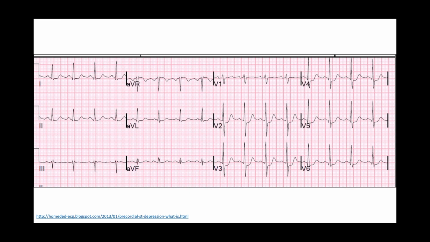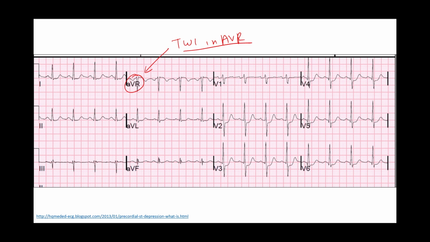Let's look for any T-wave changes. I don't see any peaked T-waves, but I do see a T-wave inversion in AVR. I want you to remember that T-wave inversions in AVR are completely normal findings, and you will see this very frequently in EKG tracings. So we're not very concerned about this.